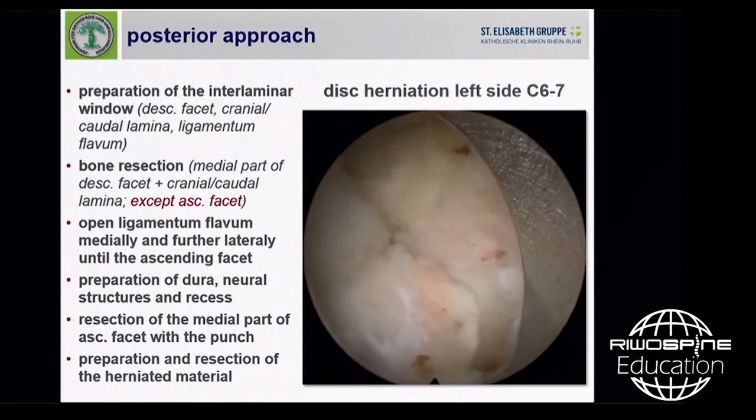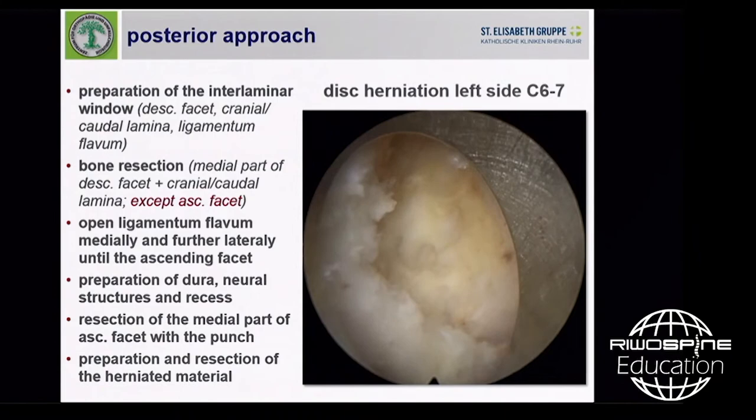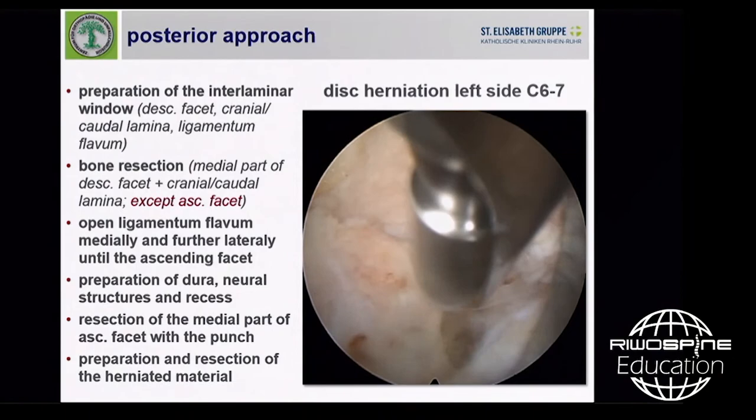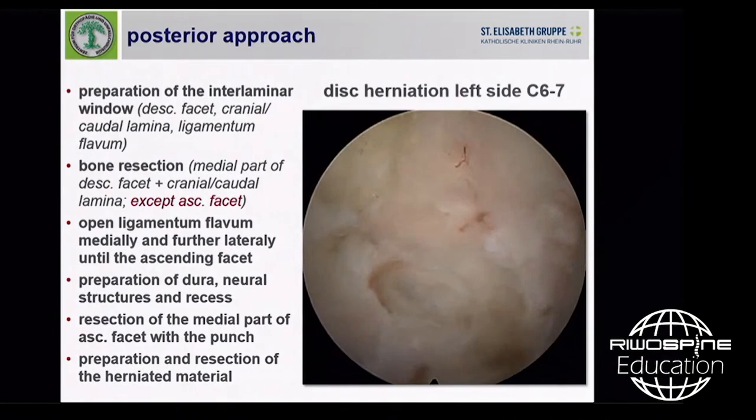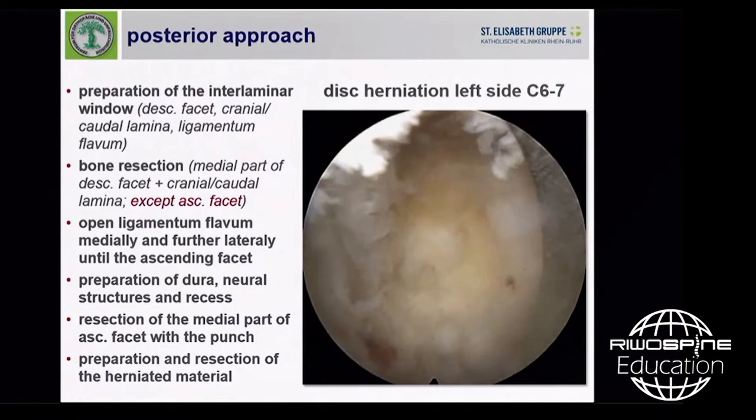First, we prepare all the structures. This is the left side. That means left side is cranial, right side is caudal. That's the flavum ligament here. So when we have identified all the structures, we start with bone resection. And bone resection always starts at the medial portion of the descending facet and resects from there, always starting at the descending part, because the flavum ligament grows much further below the lamina.